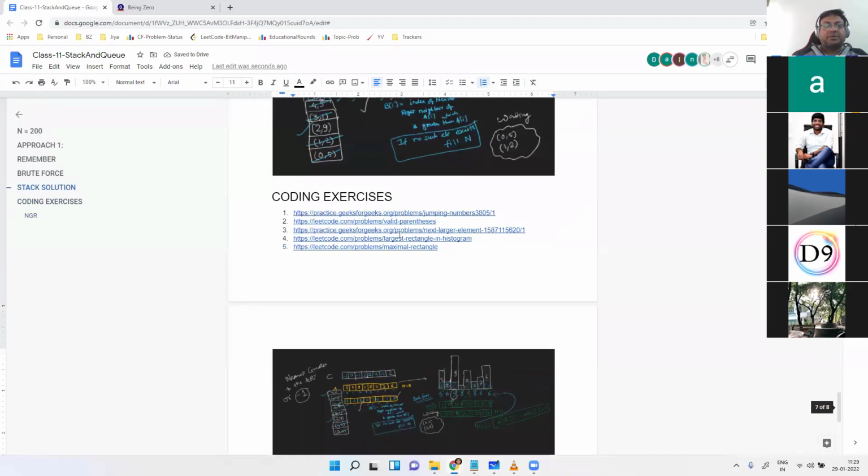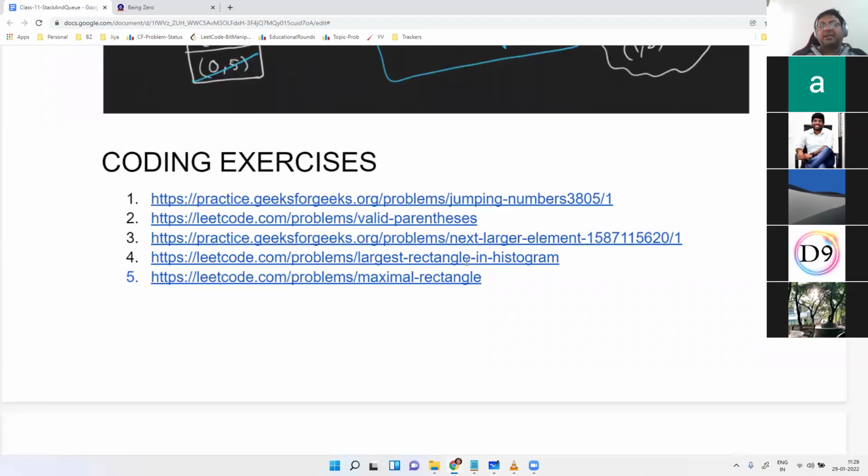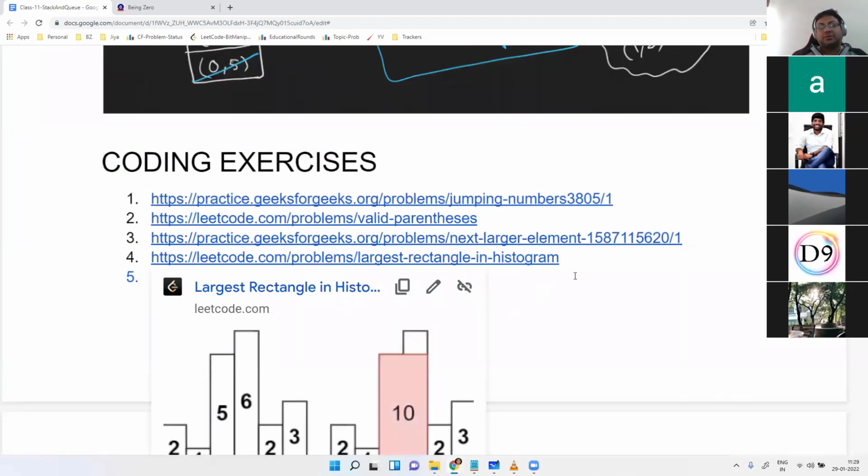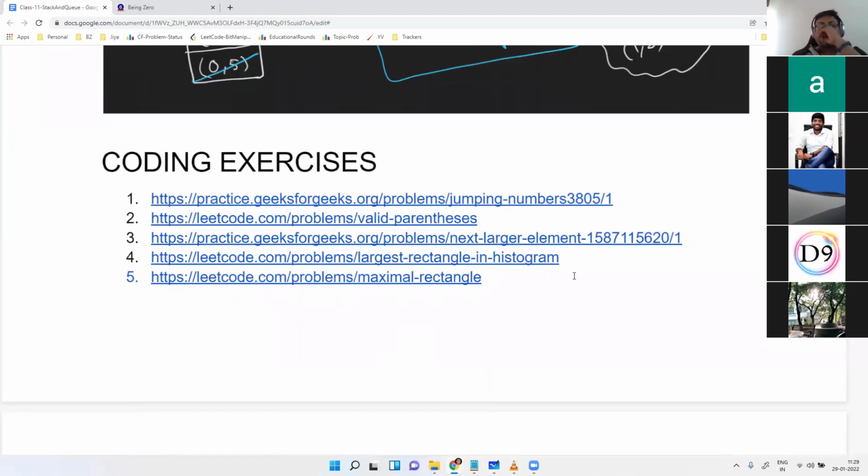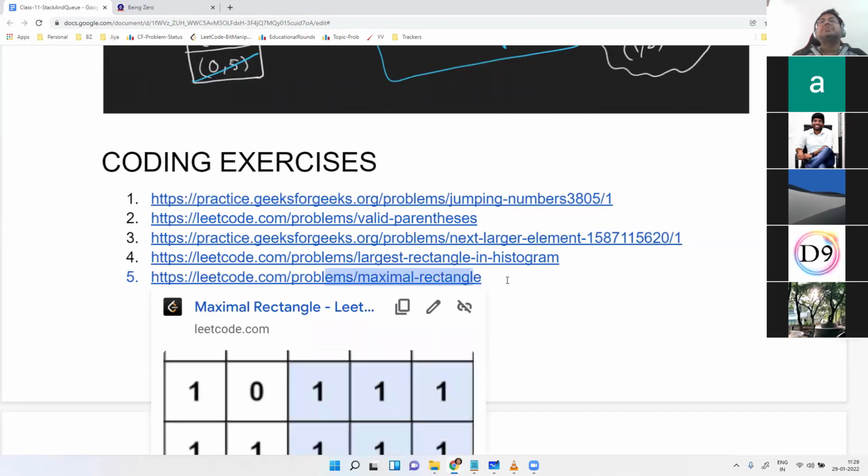Okay, and I have put up these questions here. Histogram area may take some time to code. So I'm just skipping so that we can go and talk about one more interesting problem, which is good problems.